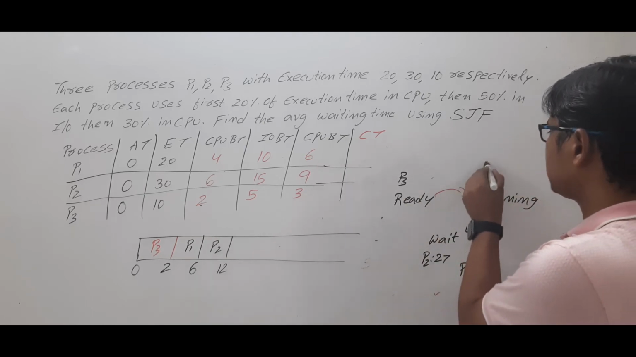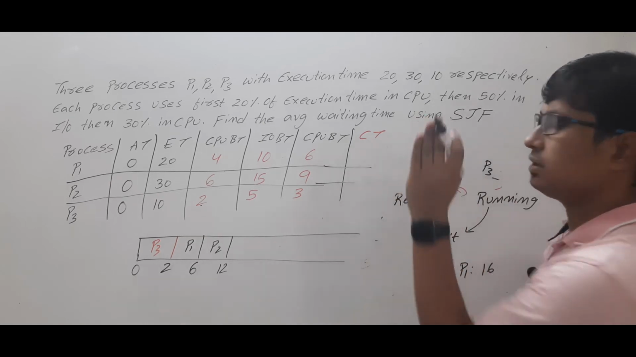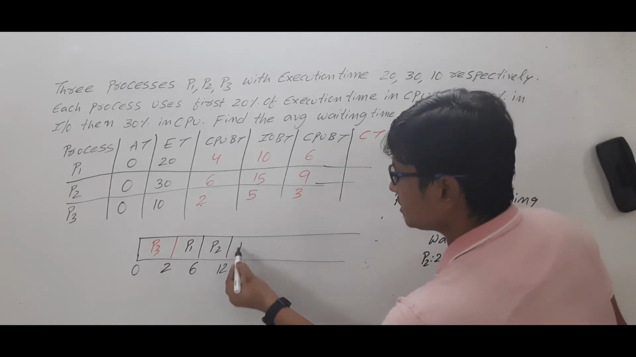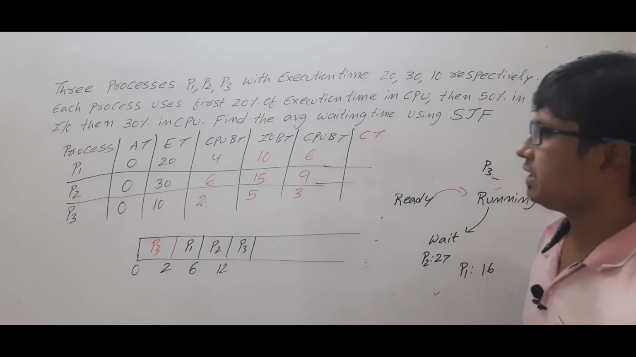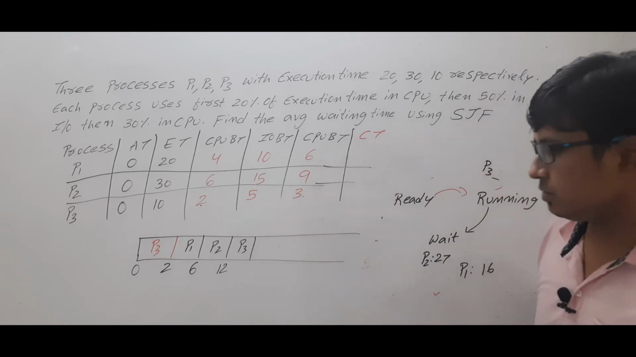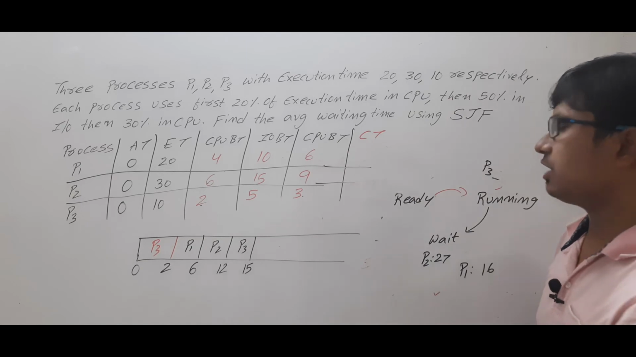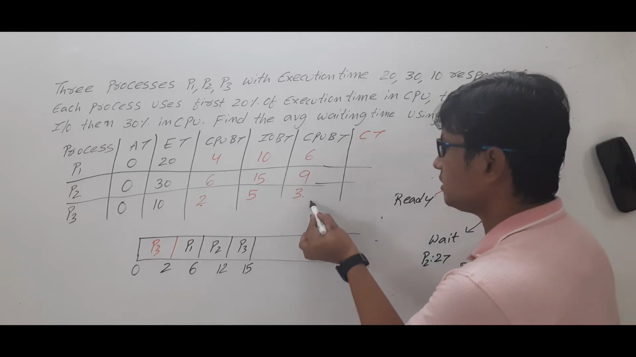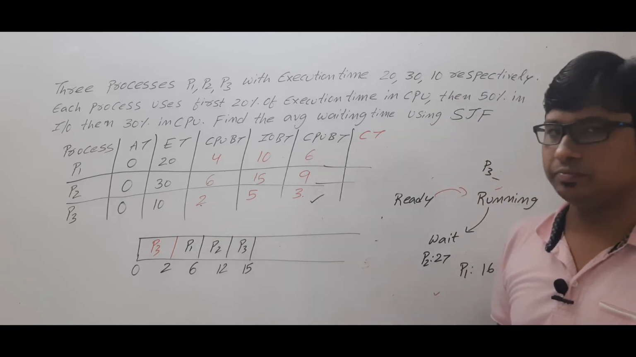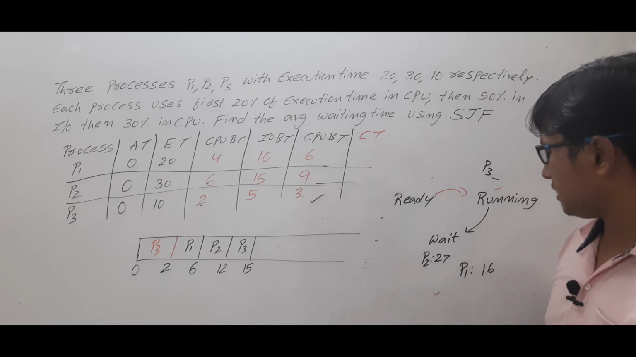So, it will be sent to the running state. Now, process P3 needs 3 units of CPU time. At 15 units of time, it will complete its task and go to the terminated state. So, process P3 is done. Is it clear? Are you able to understand?